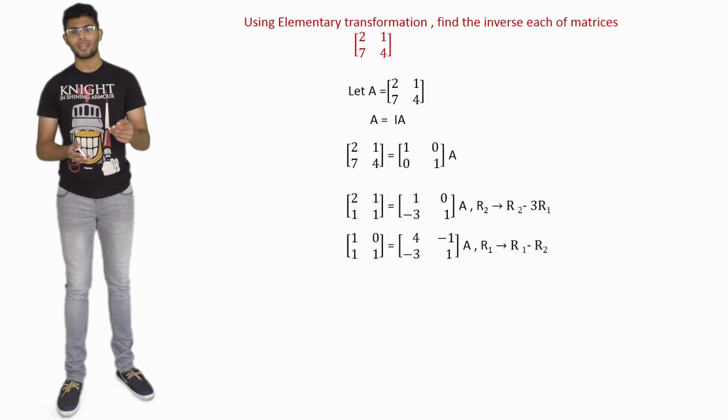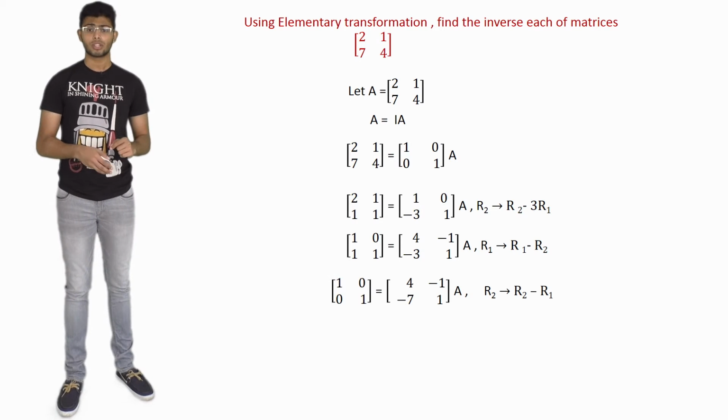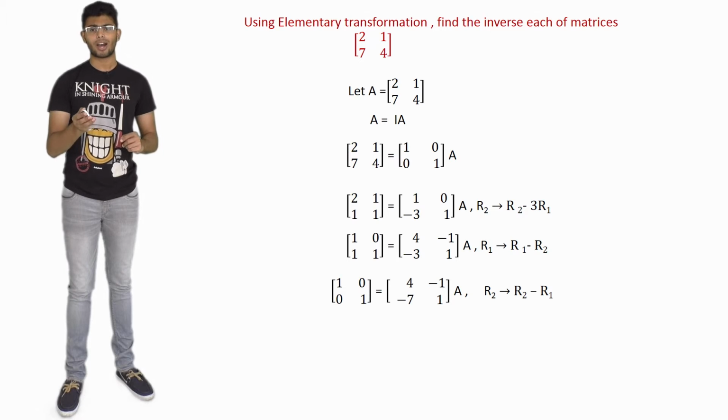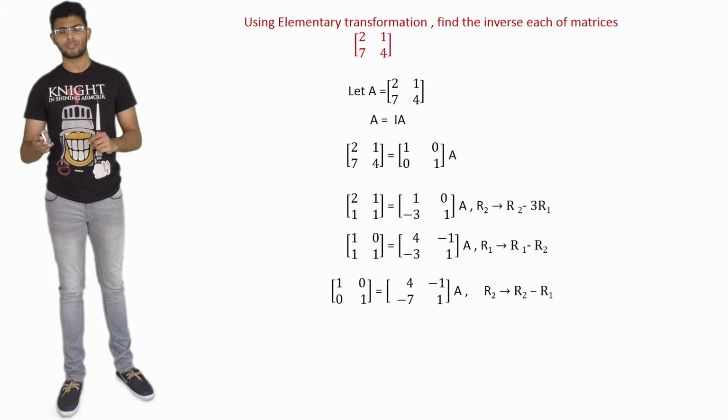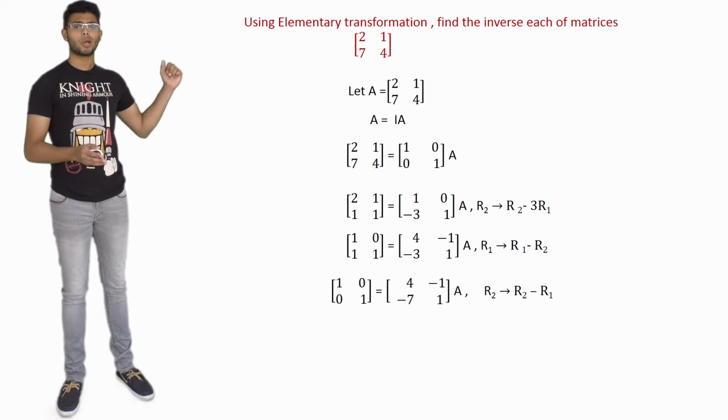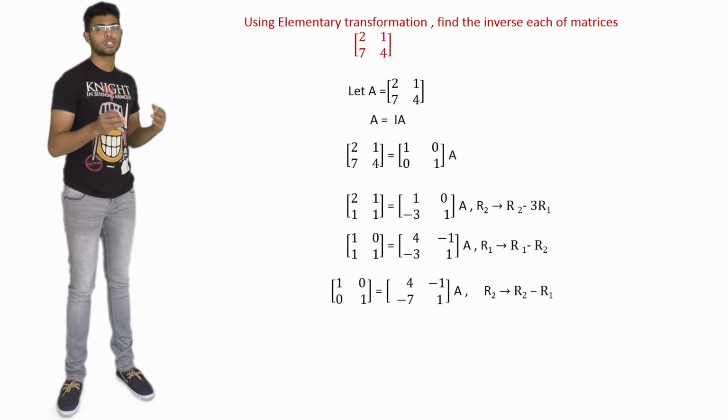All you have to do is make your third element into a 0. To do that, we're going to do R2 equals R2 minus R1. Once you've done that, you're going to have 1 and 0, and 0 and 1 on your LHS, which is an identity matrix.